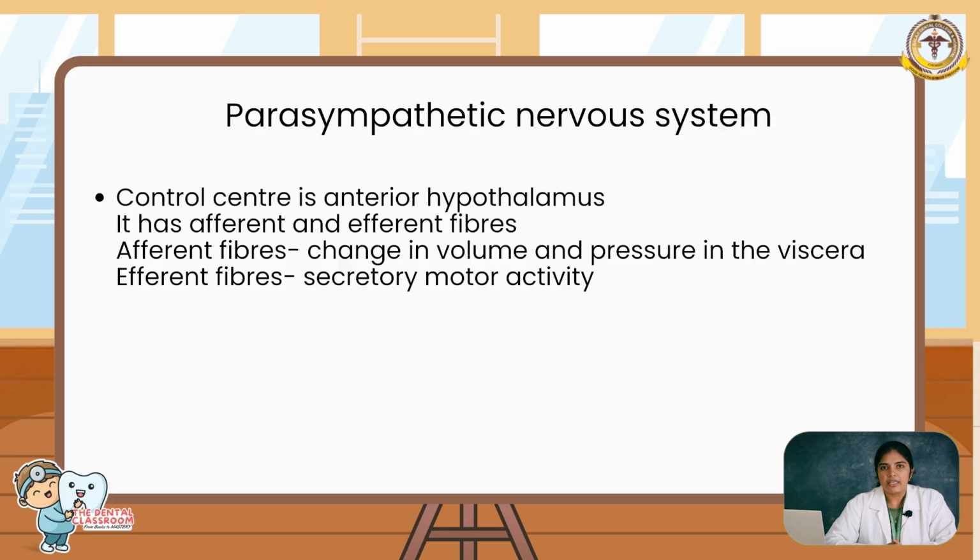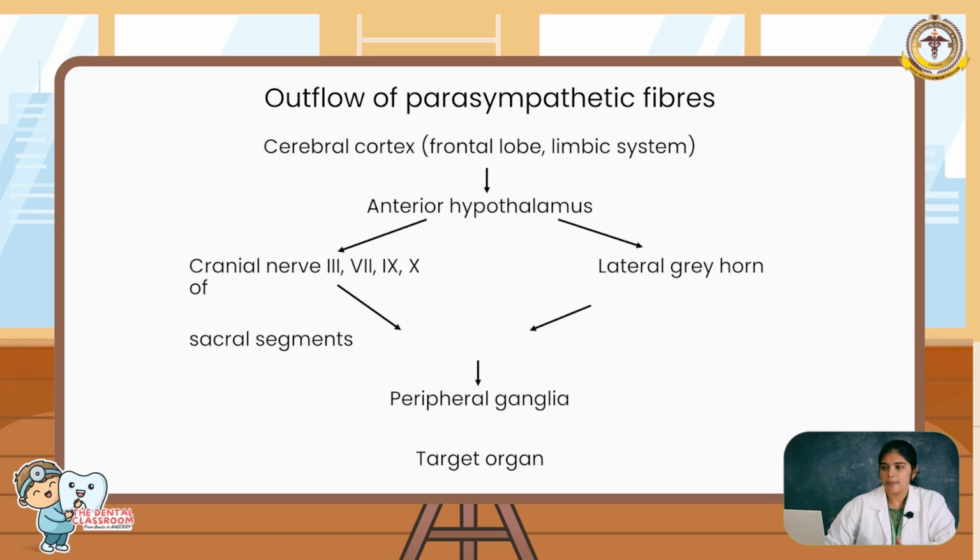Next we will move on to the parasympathetic nervous system. So the head ganglion is in the region of the anterior hypothalamus. It has afferent and efferent fibers. Afferent fibers are involved in sensing pressure and volume changes in the viscera, and efferent fibers are involved in the secretomotor functions.